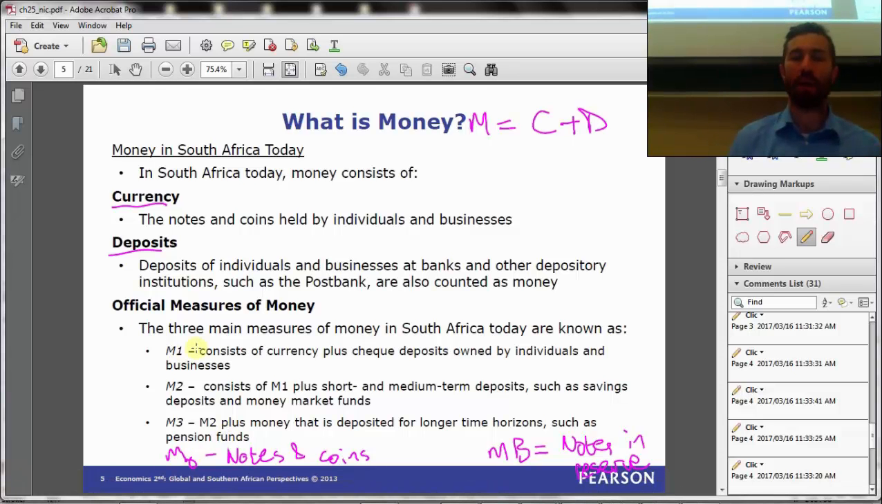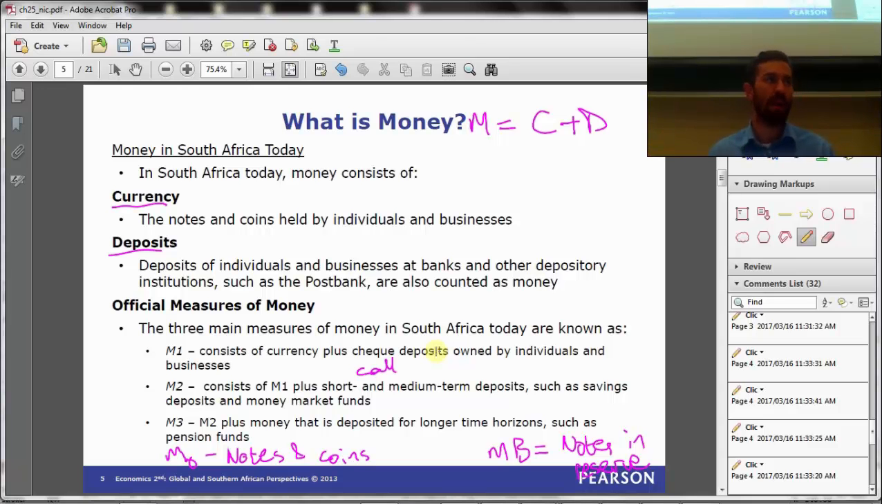Then you get M1. M1 is currency plus check deposits. Basically means call deposits. What is a call deposit? A call deposit is any kind of deposit that if you go to the bank today, you put your, what's that thing called? Your bank card, your deposit card. Is that called a deposit card? What is your bank card called? I don't know. Debit card, yeah. That's right, debit card. Cool. So you take your debit card, you put it in the bank, you withdraw money. Okay? That is a call deposit.